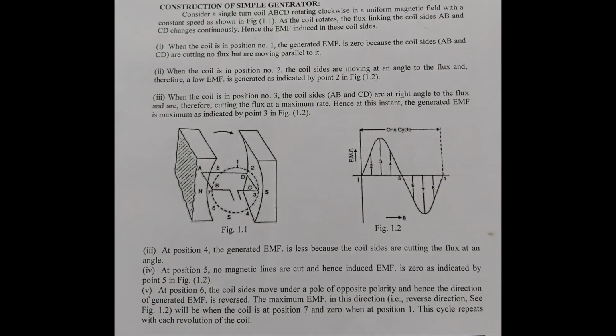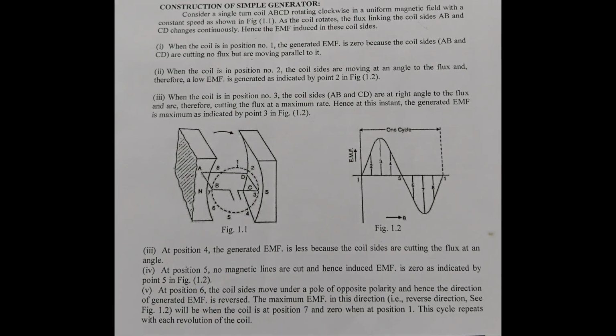1.1. Position 1. The coil is parallel to the magnetic flux. No flux is being cut, so the generated EMF is 0. Position 2. The coil cuts some amount of flux. A small EMF is induced, as shown at point 2 in the waveform.